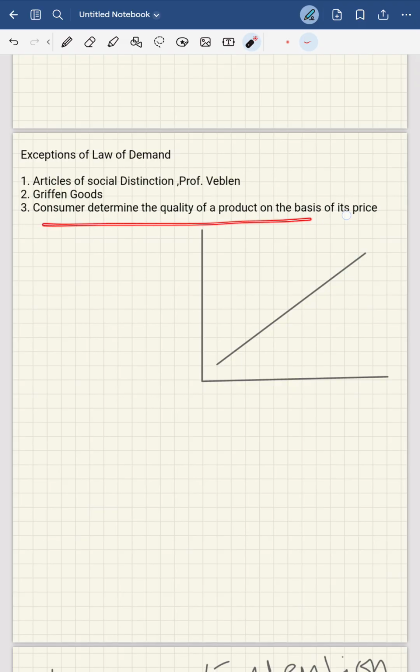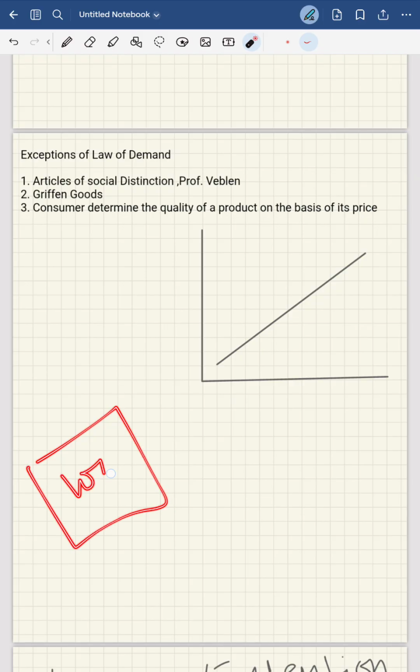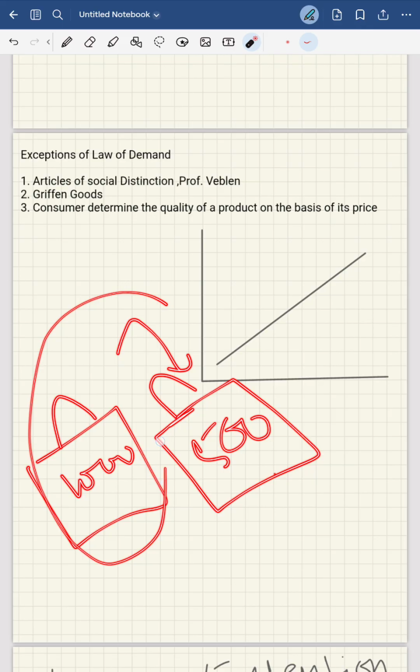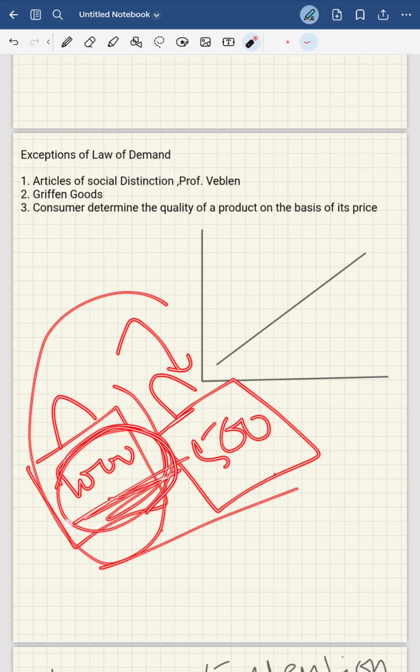Next, consumers determine the quality of a product on the basis of its price. For example, I am going to buy one bag. One costs Rs 1000 and the same bag of a different company or something differentiated is 500. I judge that this bag may be of higher quality than that because it is more expensive. So people are judging the quality of a product on the basis of its price. So even if its price is high, I want this bag because I am preferring the higher quality product.